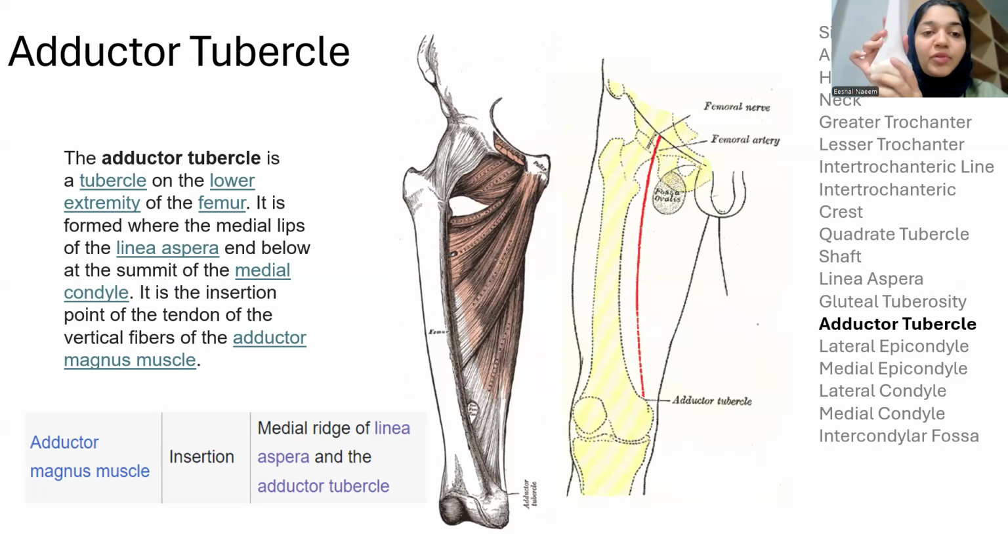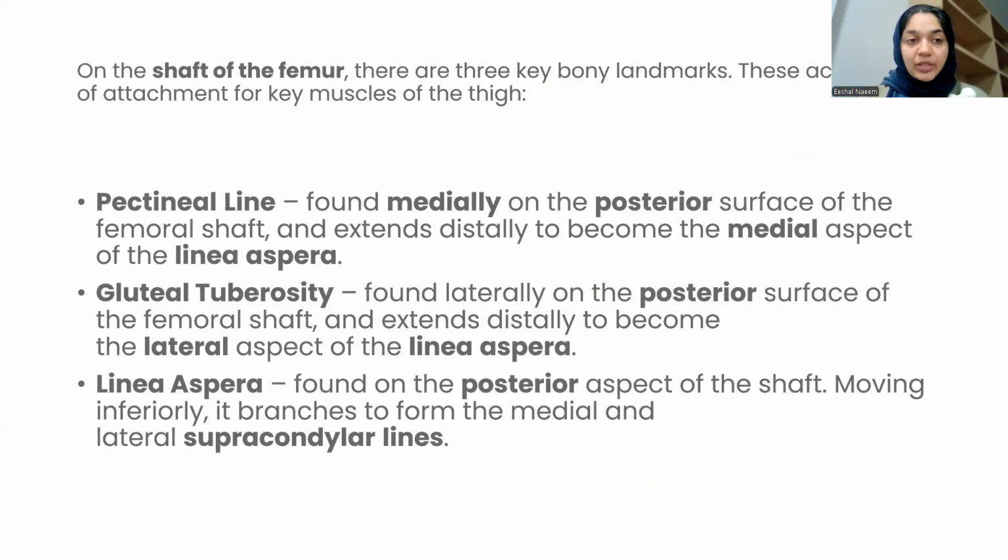So it is formed with the medial lips of the linea aspera. The medial lips of the linea aspera end below at the summit of the medial condyle. So this is the medial condyle, and this is where the linea aspera sort of ends to form the medial supracondylar line. It is the insertion point of the tendon of the vertical fibers of the adductor magnus muscle. So this is the adductor tubercle. And adductor magnus muscle inserts here, the medial ridge of linea aspera and the adductor tubercle.